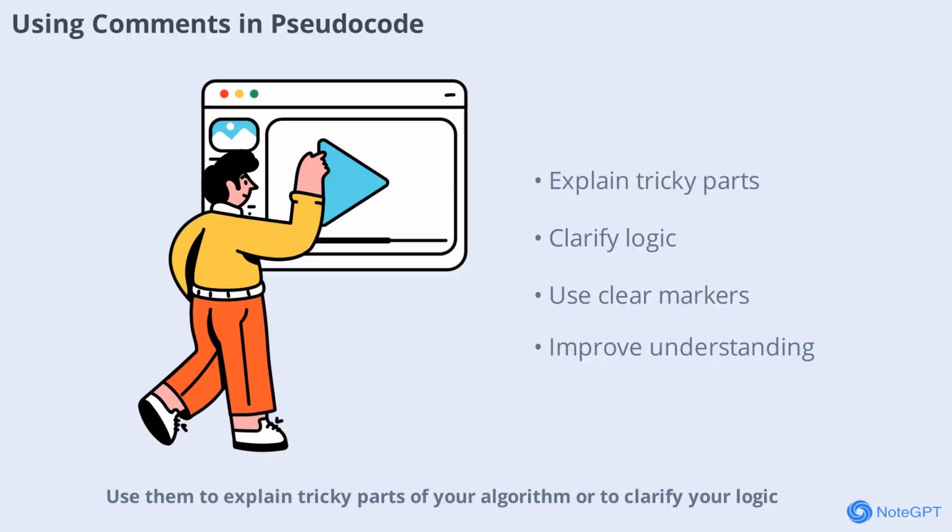Use them to explain tricky parts of your algorithm or to clarify your logic. Comments are usually marked with a double slash or a hash, but you can use any clear marker. Good comments make your pseudocode even easier to understand.